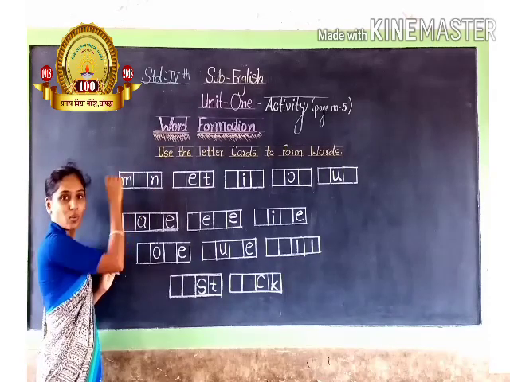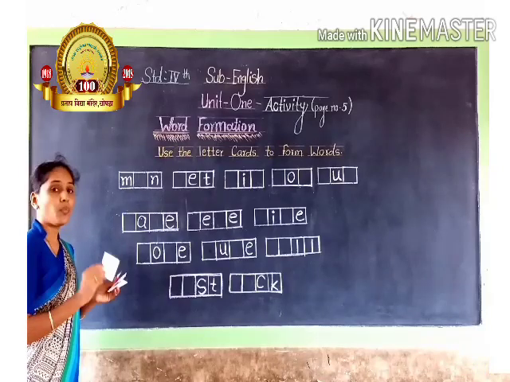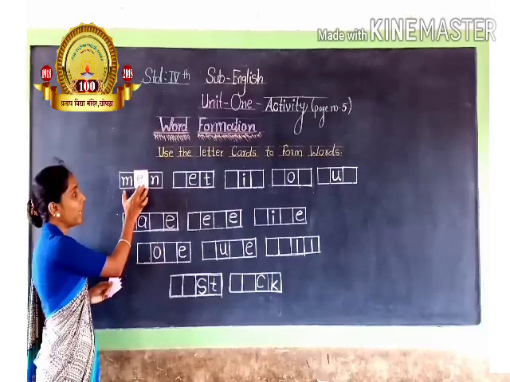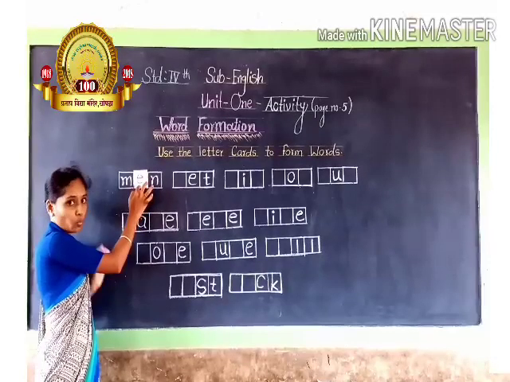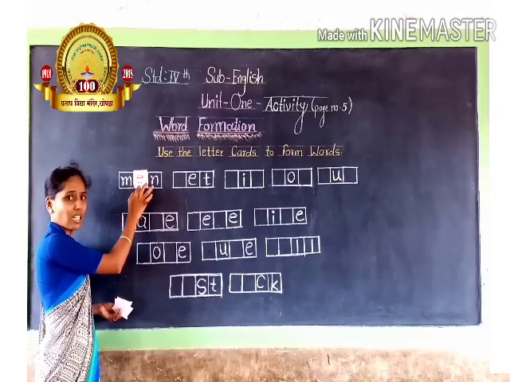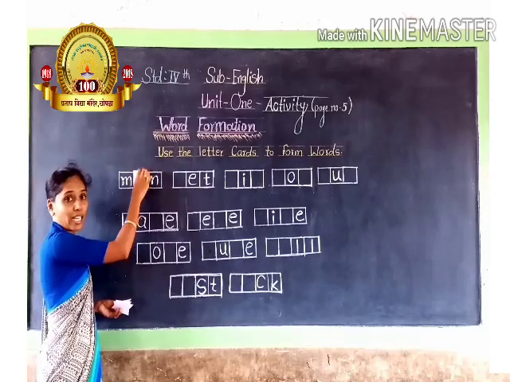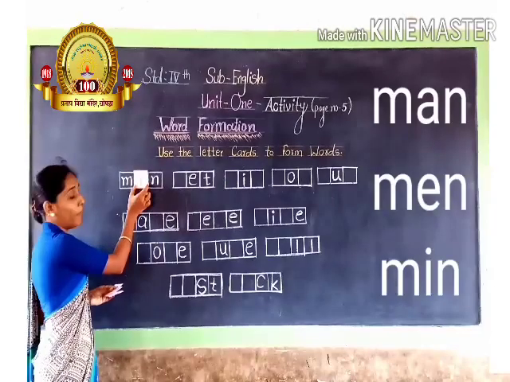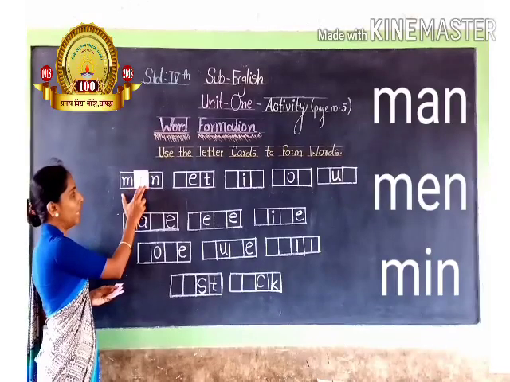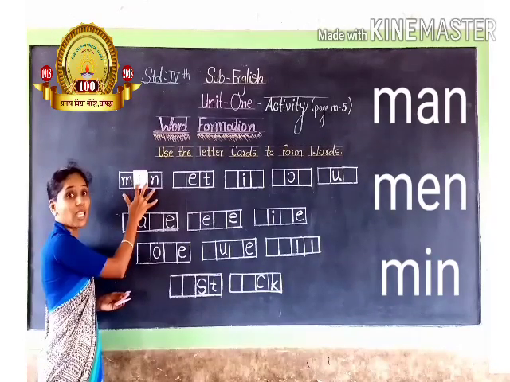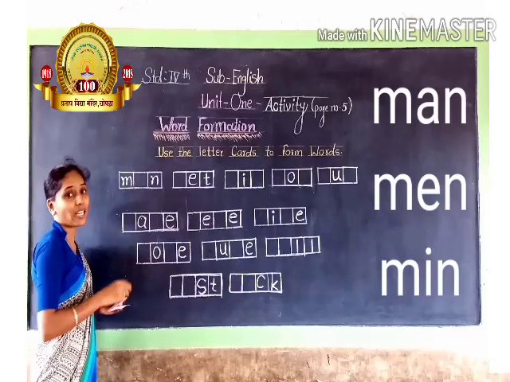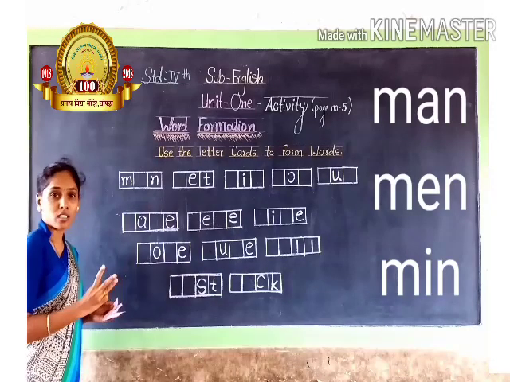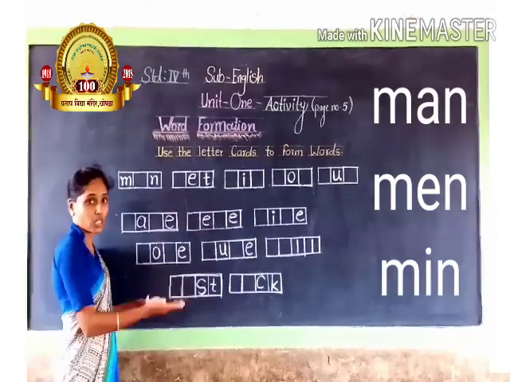Which is the first word we get here? Man. If we put another letter, E, then we get M-E-N. Can we read this word? Yes, we can read this word. M-E-N, men. Let's try to make a new word. M-I-N, min. In this way here we make 3 different words: man, men, min. The same activity we do for the next word.